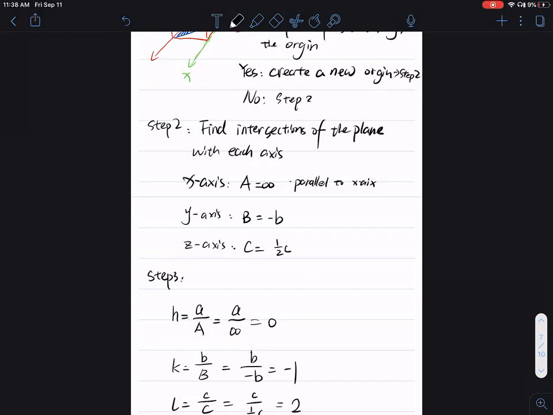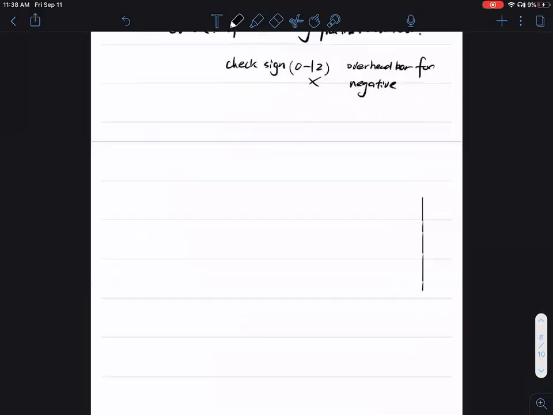Okay, now, can we do it the other way around? Wait, let me think. Okay, let's do this. Now let's do a practice. Let me draw a plane. You're going to tell me what the indices are. Follow the 4 steps.